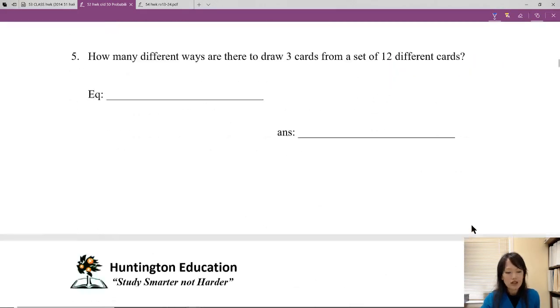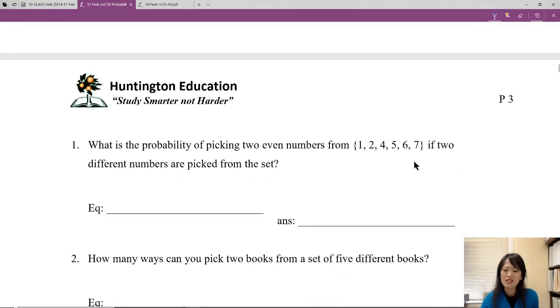On page 3, you said there was a mistake at the very top. Maybe we did it wrong. I don't know. 1, 2, 3, 4, 5, 6. There's 6. It says, what's the probability of picking 2 even numbers if 2 different numbers are picked from the set? I think I must have done this wrong. So you pick 2 out of, maybe I said there's 7 numbers. There's actually 6 numbers. So pick 2 numbers out of 6, 2 unique numbers. I don't care the order in which you pick it. Picking 1 then 2 or 2 then 1 is the same. So we do combination.